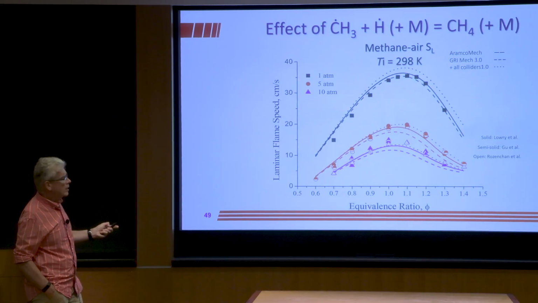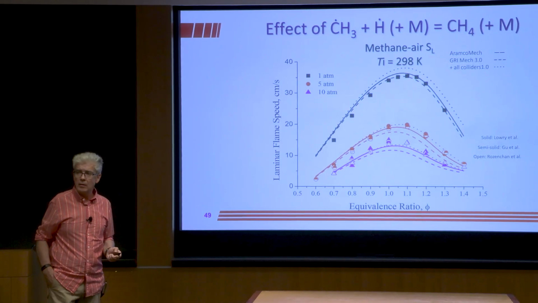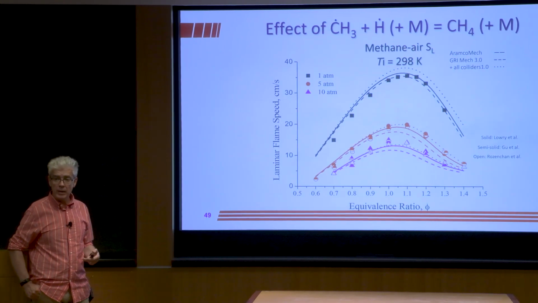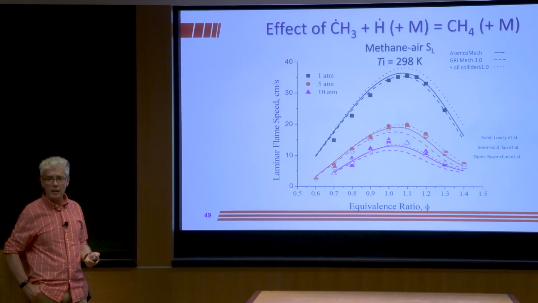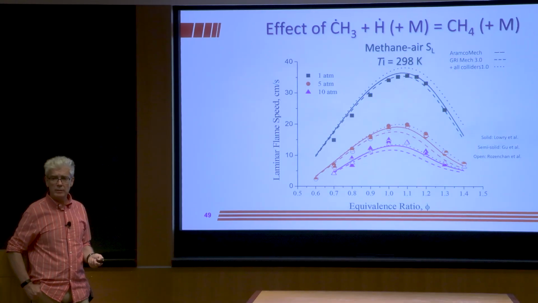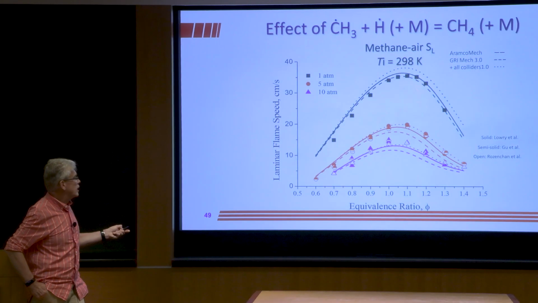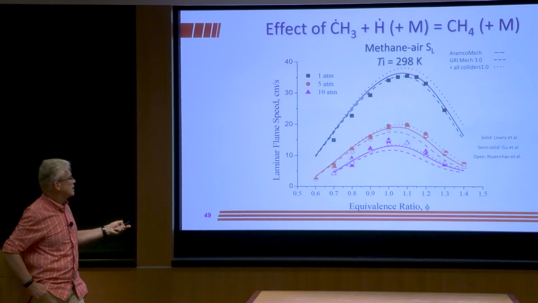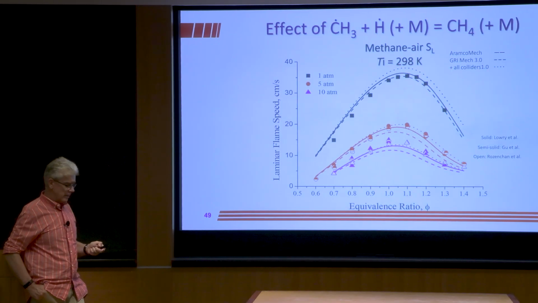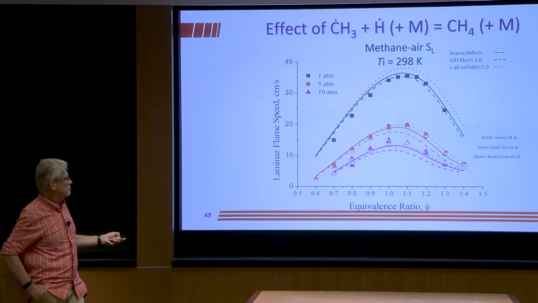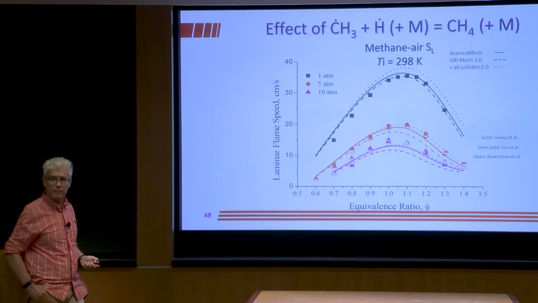But if we take all third-body colliders in the methyl plus H plus M reaction giving methane plus M, and we reduce them to 1, the GRI-MEC prediction changes from the dashed line to the dotted line. It means that it overpredicts the flame speed at 1 atmosphere, but it matches almost perfectly the flame speed at 5 and 10 atmospheres.